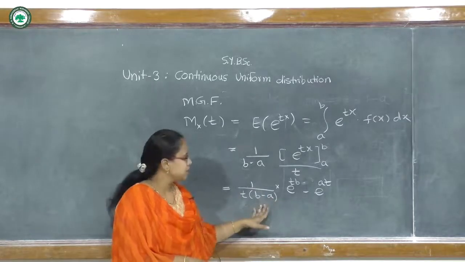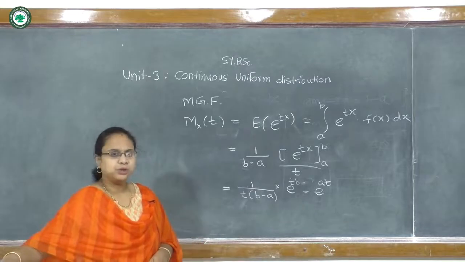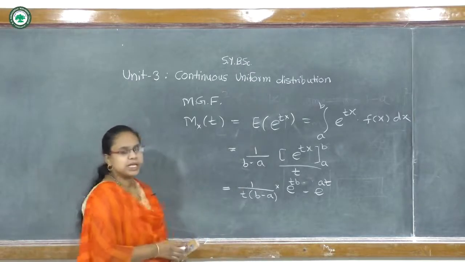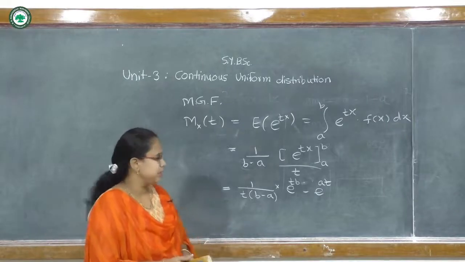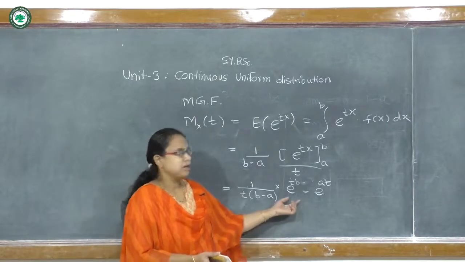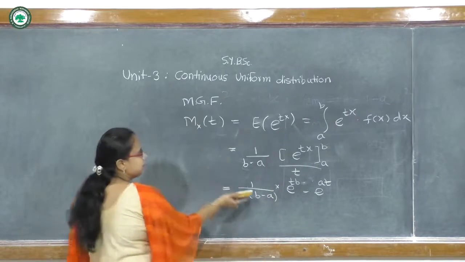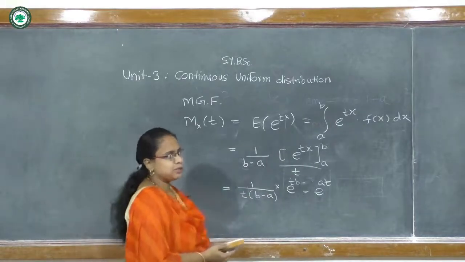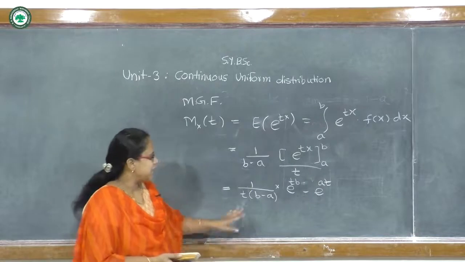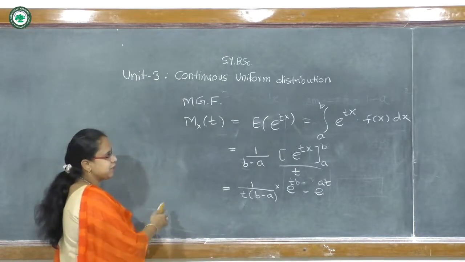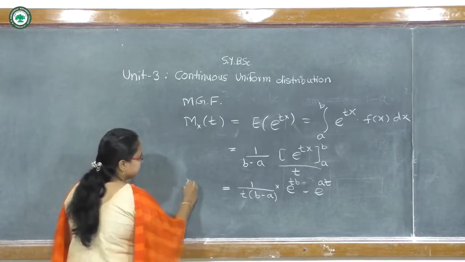So these are the properties which we know from the earlier unit. So this is the MGF. We can use the expansion method or the CDF method to find its moments, or we can differentiate it with respect to t and find its moments also. So this is the MGF of the uniform distribution.